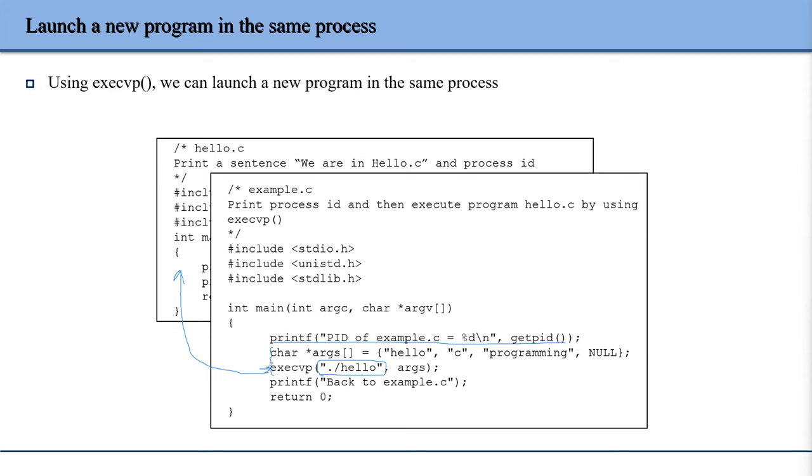So here, even though our process is example.c, we will print out "we are in hello.c" and also the process ID for the hello.c. And it is very important that up to here, such a program will not be executed. Remember that, because we previously introduced that once the execvp is successful, the current process of the example.c will be blocked, and it will not return to the current environment unless we have invoked it to do so.